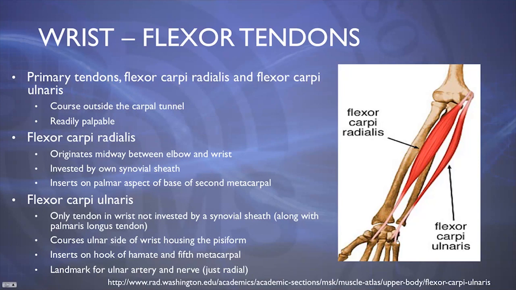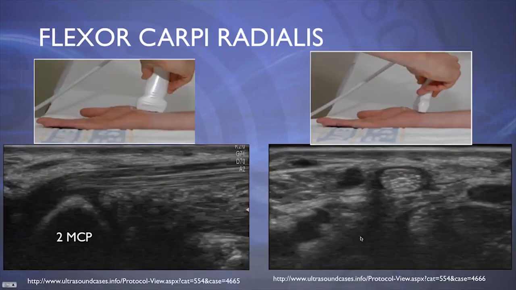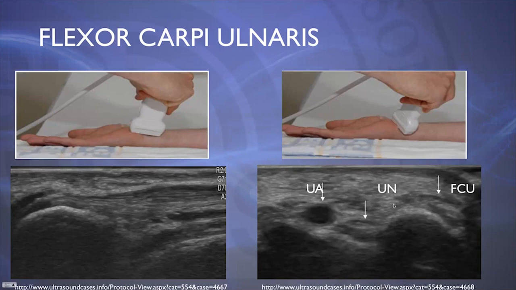So this is looking at the flexor carpi radialis tendon, both in longitudinal and in transverse. So we can see that there going to that second metacarpal. We can see it here in transverse. And then the flexor carpi ulnaris, this is going in longitudinal here. And then in transverse, this is showing you here the flexor carpi ulnaris, the ulnar nerve, and the ulnar artery, and how the ulnar nerve and the ulnar artery are more radial in comparison to the tendon.